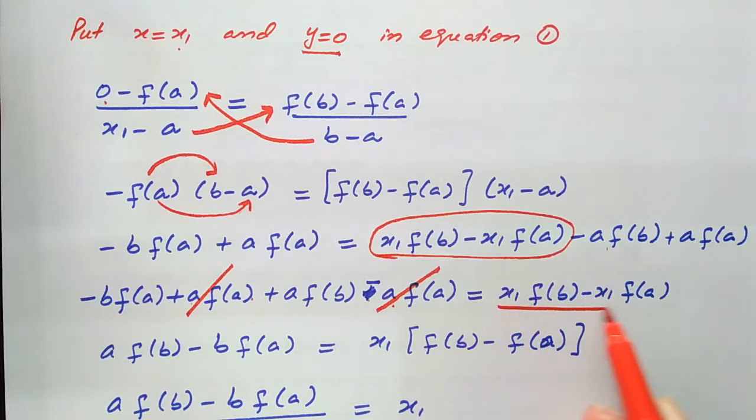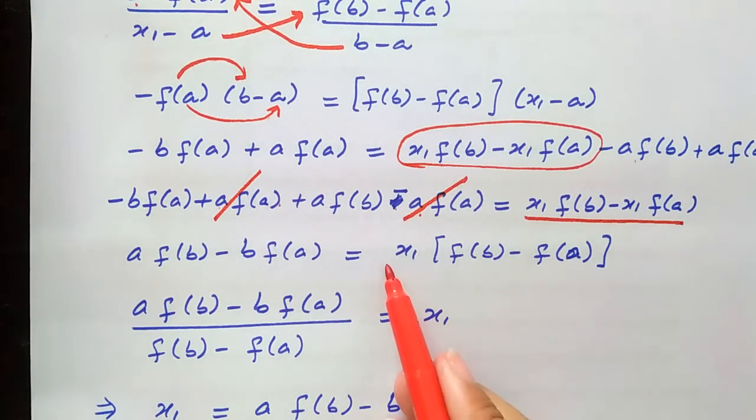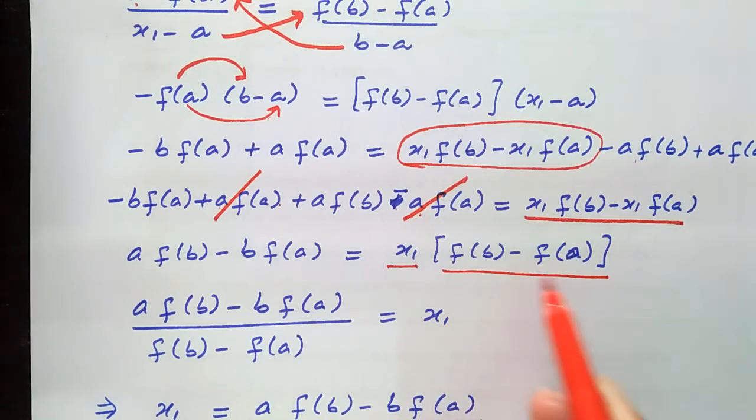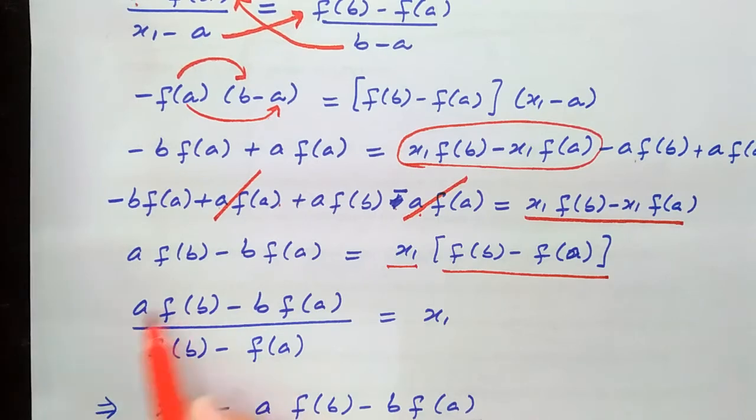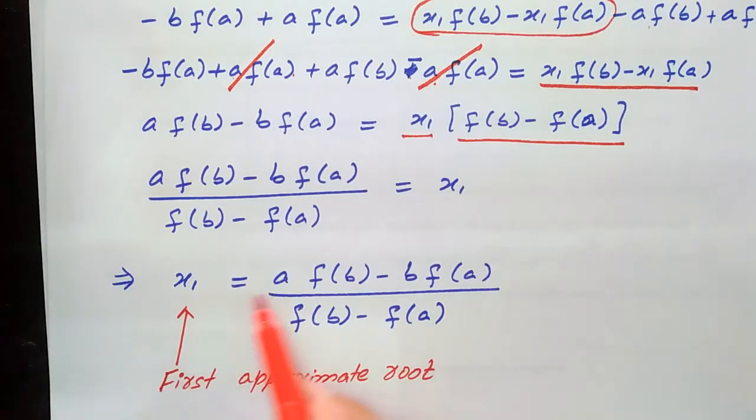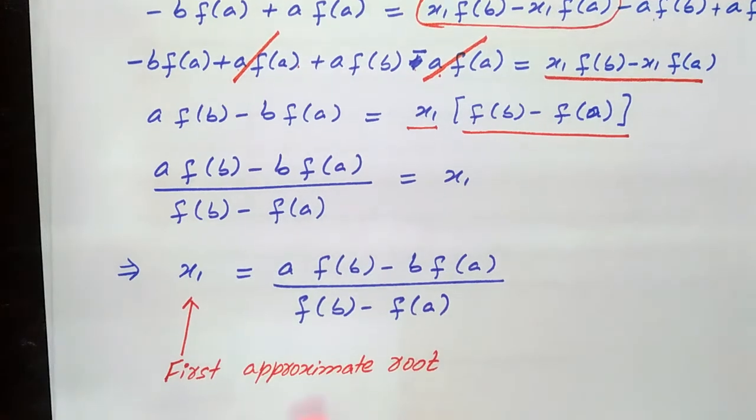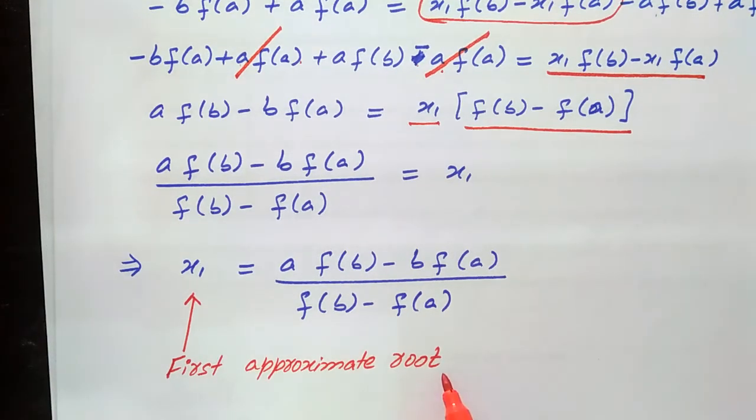I take x1 common from the right hand side and get x1 multiplied with (f(b) minus f(a)). Now to separate x1, this bracket will divide the left hand side, and I got (a f(b) minus b f(a)) over (f(b) minus f(a)) equals x1. So x1 equals (a f(b) minus b f(a)) over (f(b) minus f(a)). This is the first approximated root.